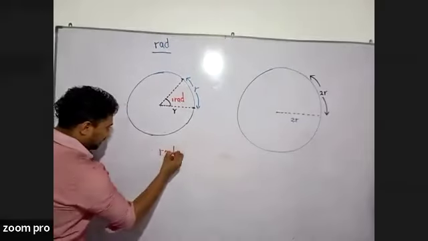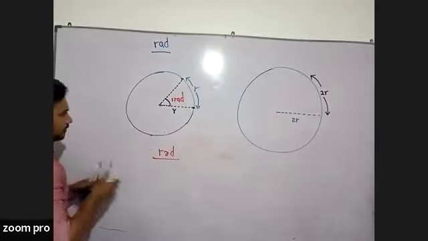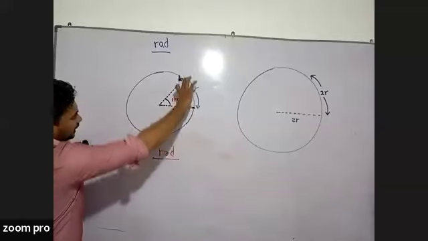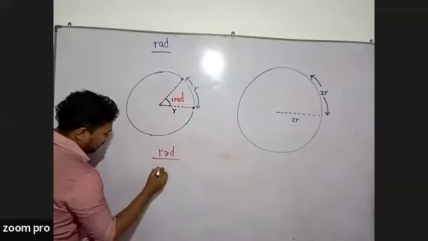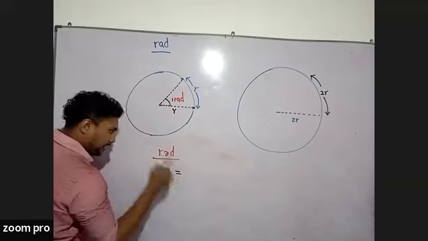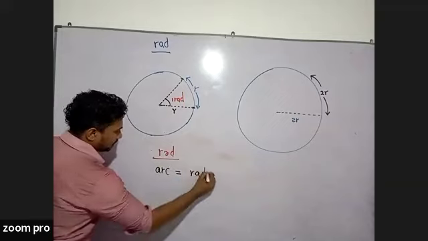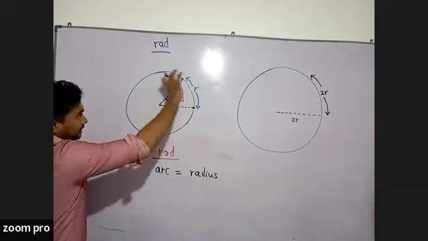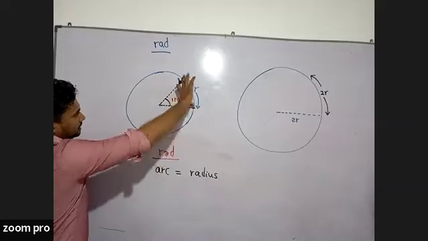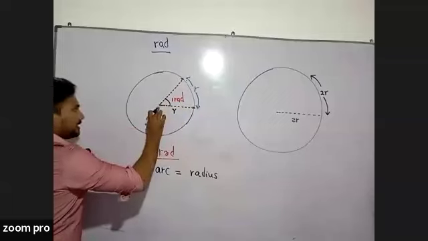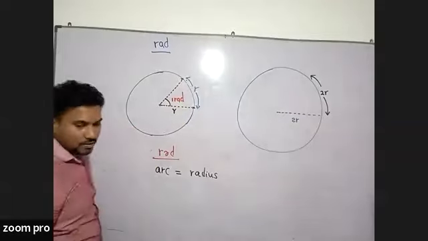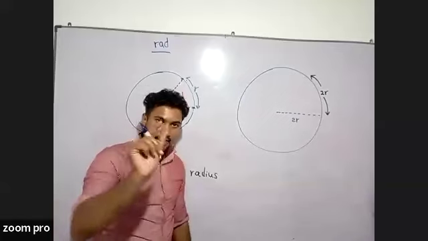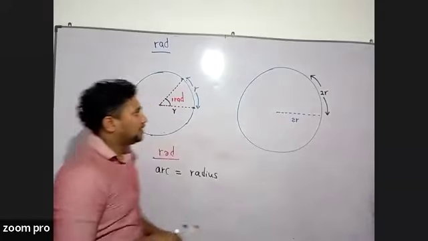I will explain it one more time. Now we have to consider an arc. This arc should be equal in length to the radius. Then the angle subtended by this arc at the center is equal to 1 radian. So that's the definition of radian.